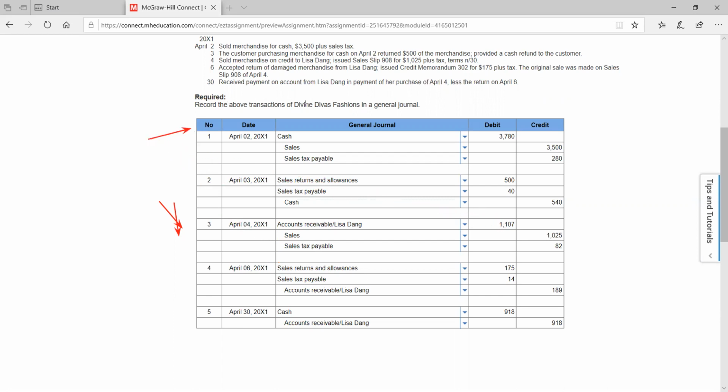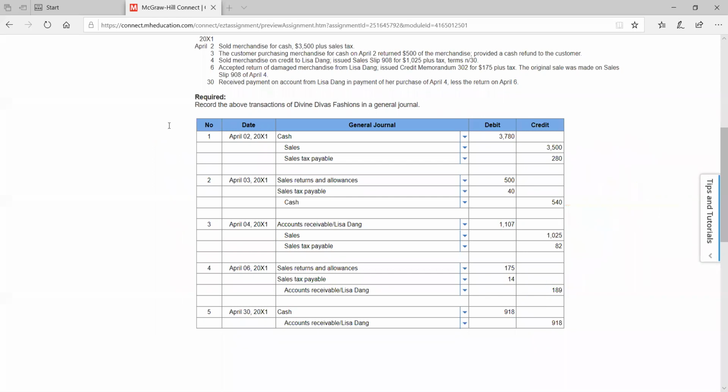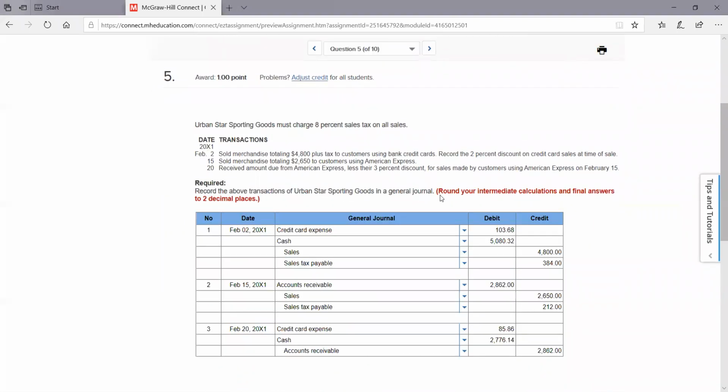Again, let me write this one out so you can see it. If we went to the accounts receivable account for this Lisa Dang, you would have had 1107, and then remember you would have had this return of 189. So essentially, they would be paying us the 918. That's where they would have gotten that amount right there. All right, so that would take care of problem number 4. Let's check out problem 5.